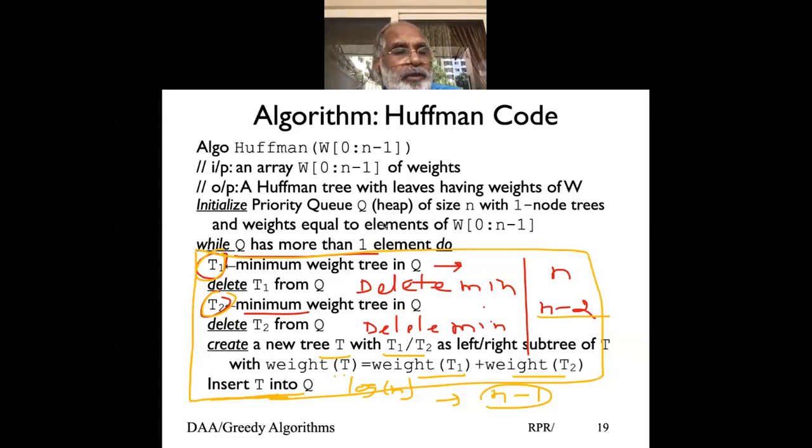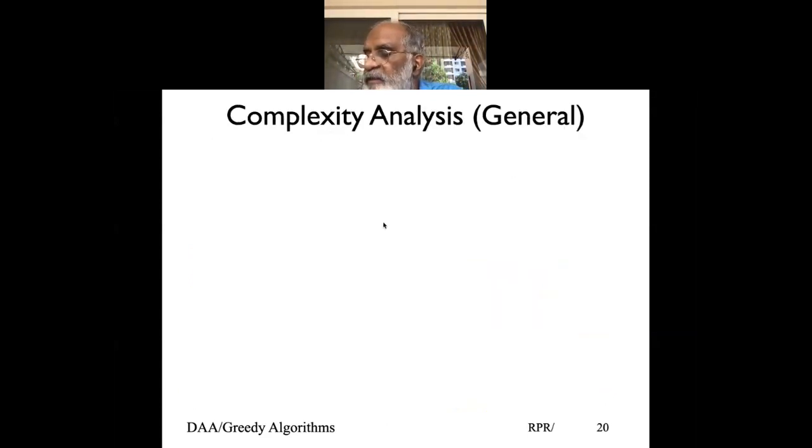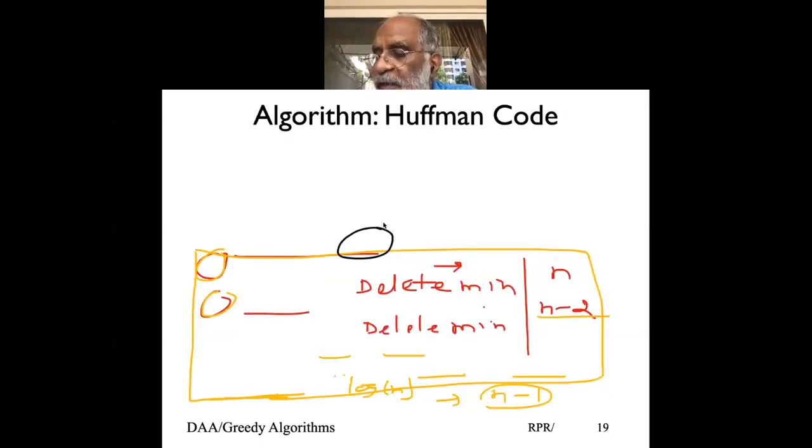I repeat the process, and in the second iteration the size becomes n minus 2. Keep doing it till I'm left with only one node. Once you build one node, you basically have a tree, and then you assign the encoding. So let's look at the complexity of this algorithm here.